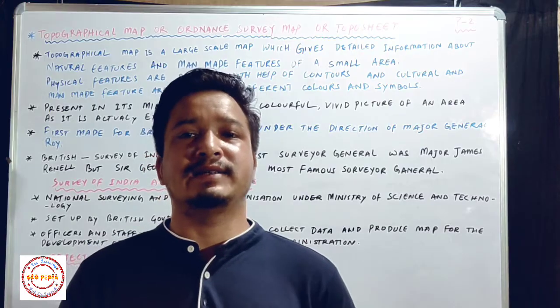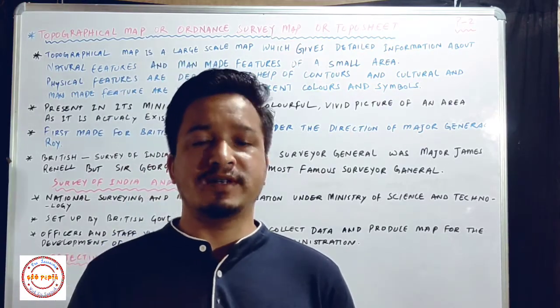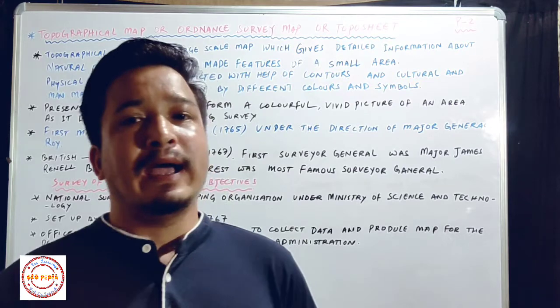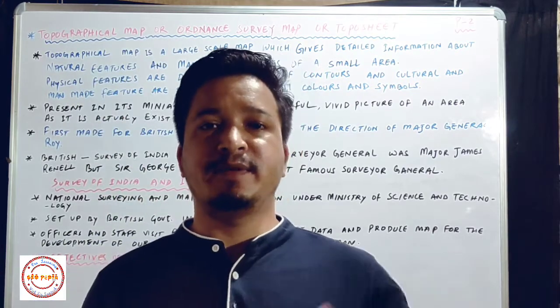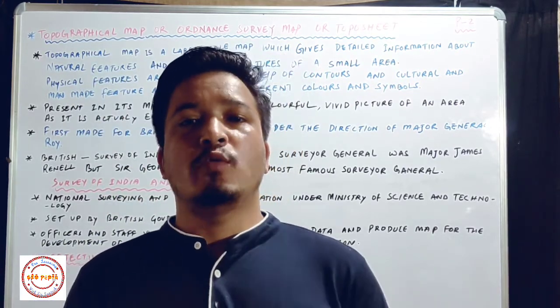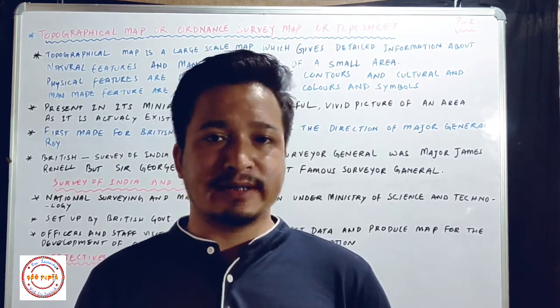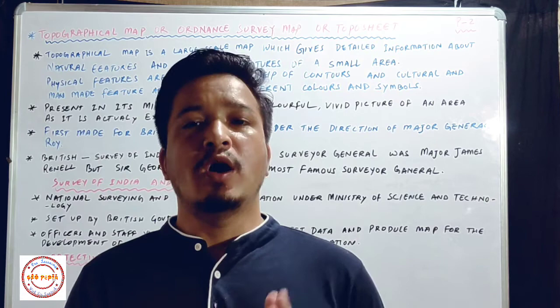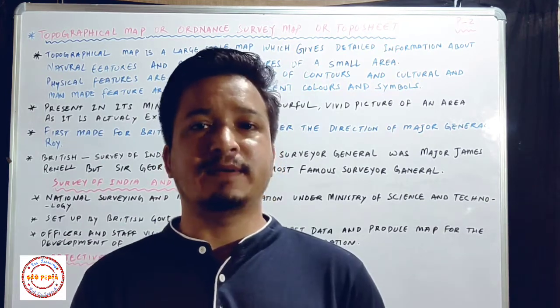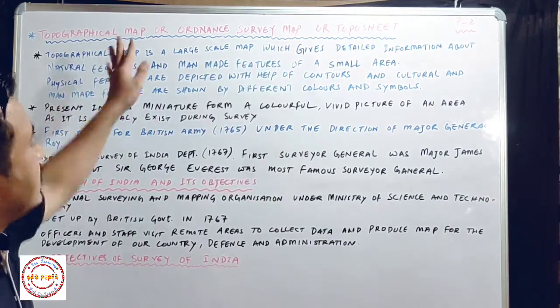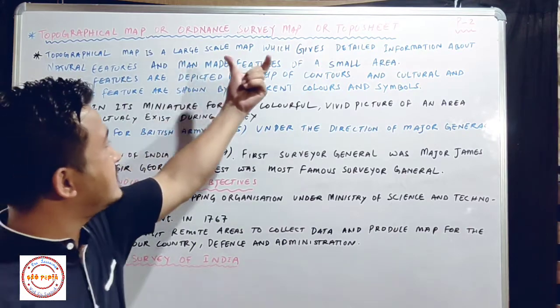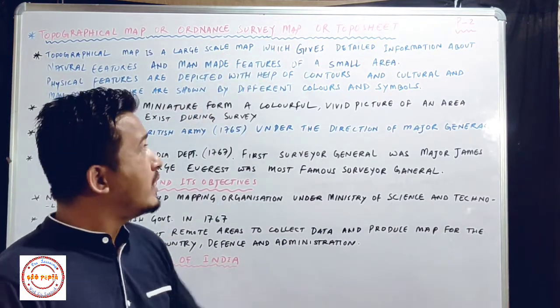So hello students, this is the second part of the first chapter, that is topographical map. In our last video, the previous class, we learned up to types of maps. If you have not seen that video, go and watch it, otherwise you will not understand the concept. Topographical map is also known as ordnance survey map or topo sheet.